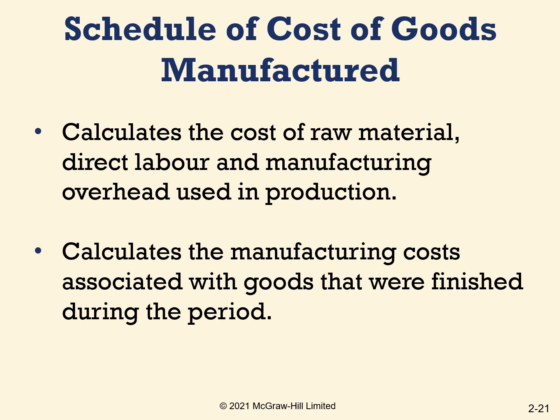Now for our manufacturing companies, we're going to look at how we get our schedule of costs of goods manufactured. So what does this do? It calculates the cost of our raw materials, direct labor, and manufacturing overhead used in production. It also calculates the manufacturing costs associated with the goods that we finished during the period. And we're going to look at this a little more in the next slide.